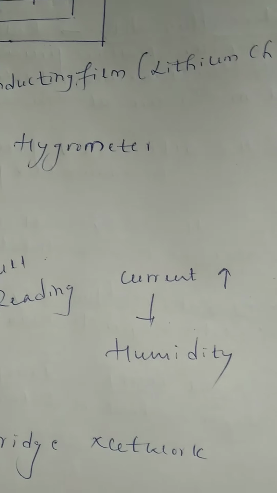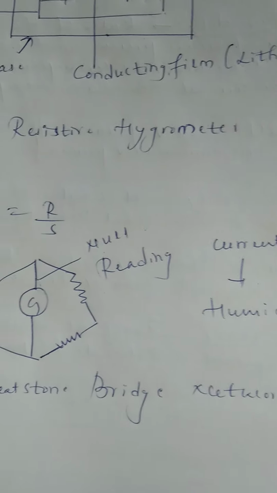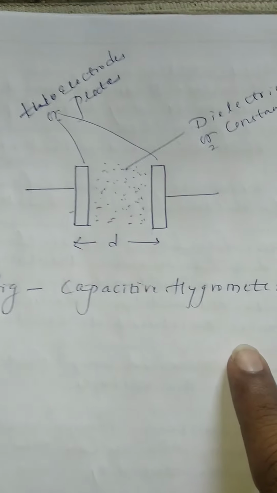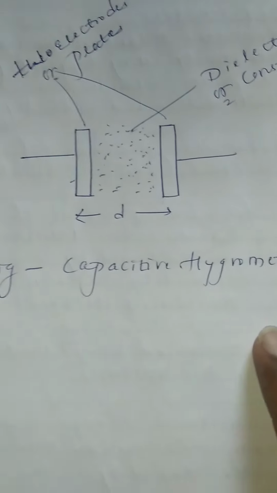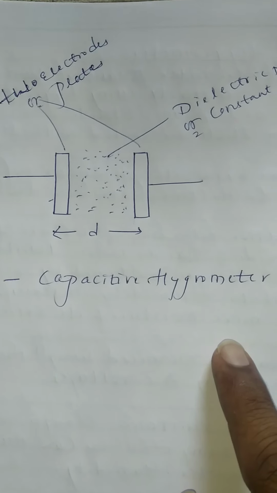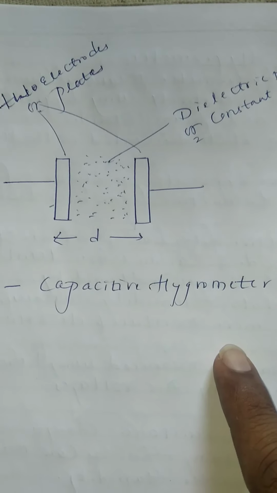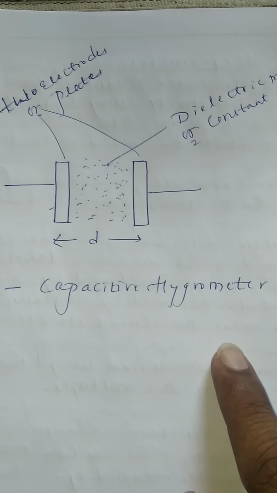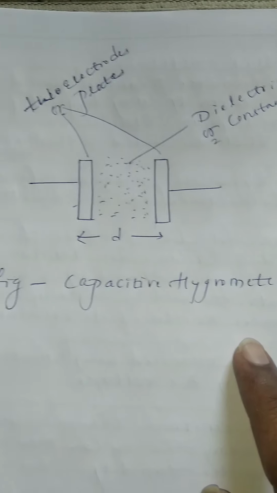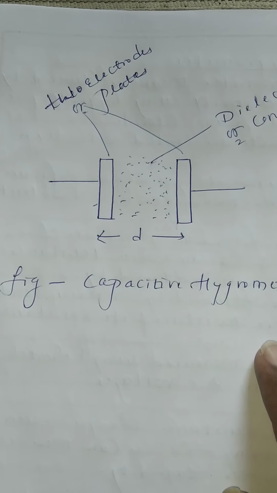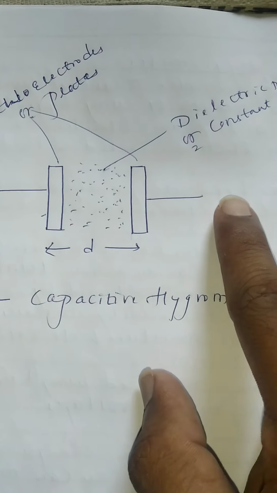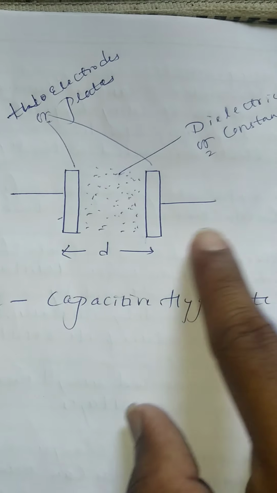Next we'll move on to the second type, the capacitive type hygrometer. This is the diagrammatic representation of the capacitive type hygrometer. By using this diagram, we will discuss its working principle. Hygroscopic materials exhibit a change in dielectric constant with changes in humidity. Based on the parallel plate equation, C equals epsilon A divided by D, where C is the capacitance, D is the distance between the two plates, epsilon is the permittivity or dielectric constant, and A is the area.